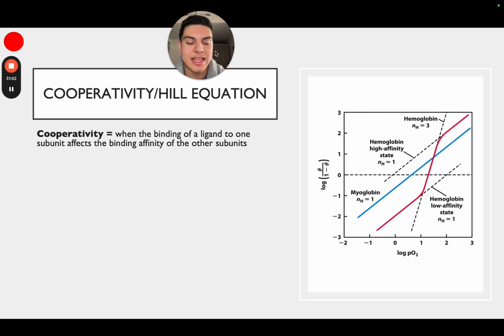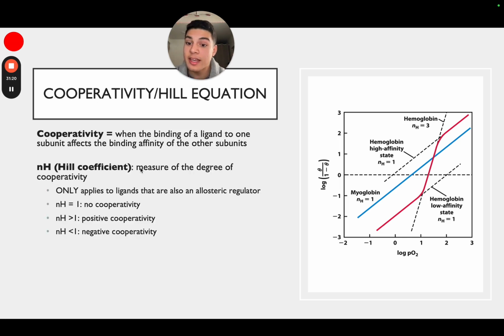This will explain that sigmoidal graph much more in depth and how that first derivative is correlated to binding affinity. So cooperativity is when the binding of a ligand to one subunit affects the binding affinity of the other subunits. Again, that's established. You guys know this already by now. So the Hill coefficient is the measure of the degree of cooperativity. So it only applies to ligands that are also an allosteric regulator. What that means is that if the Hill coefficient is equal to 1, there's no cooperativity.